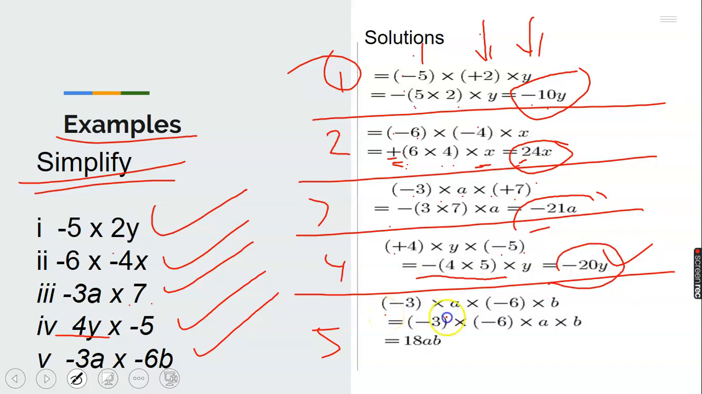Minus 3 times a times minus 6 times b. Those two numbers, you multiply them first, followed by the letters. We have minus 3 times minus 6, we have plus 18. Then a times b equals to ab.